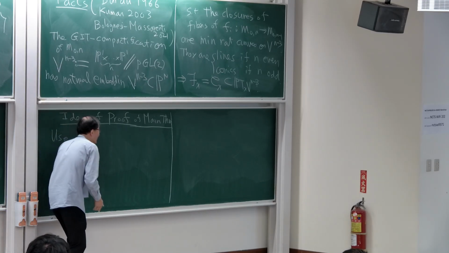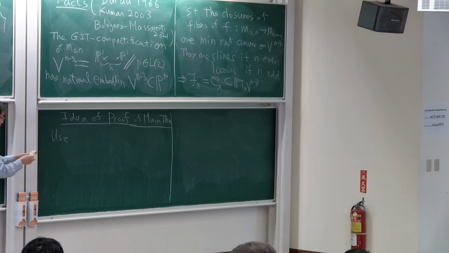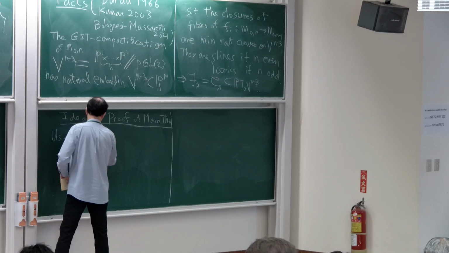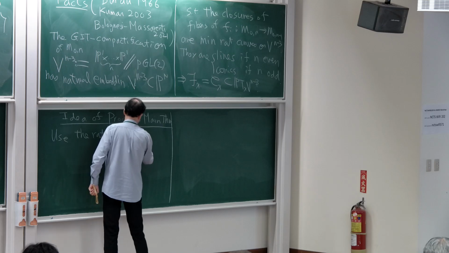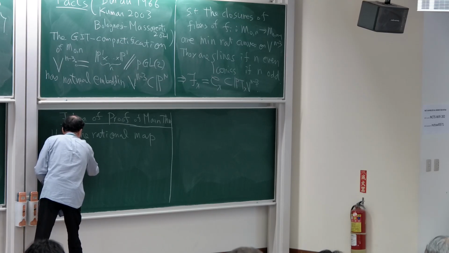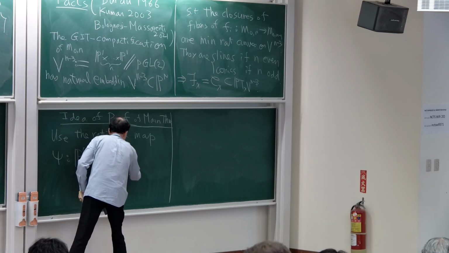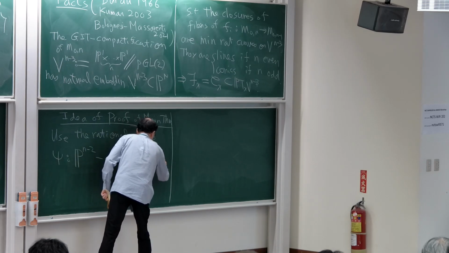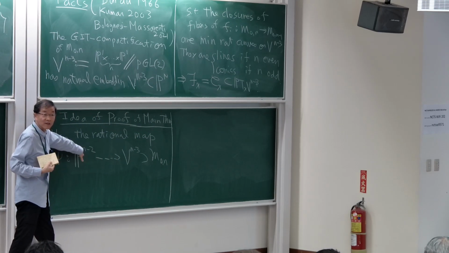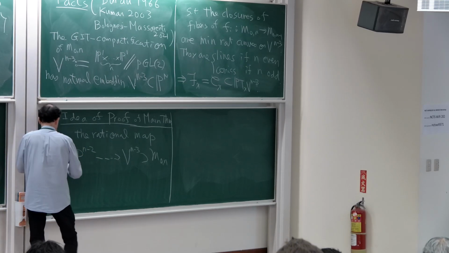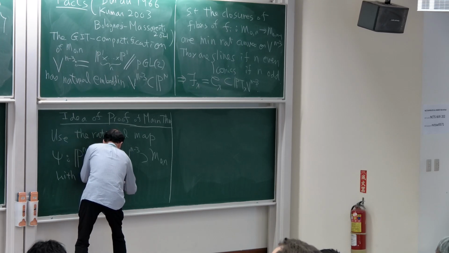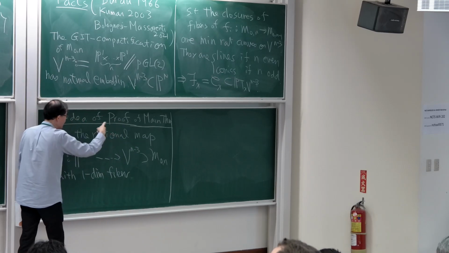But I think this part is much more classical. So I use the rational map. There is a rational map from P^{n-2} to M_{0,n}, but the dimension is one-dimensional fibers, with one-dimensional fiber. It is defined as follows.